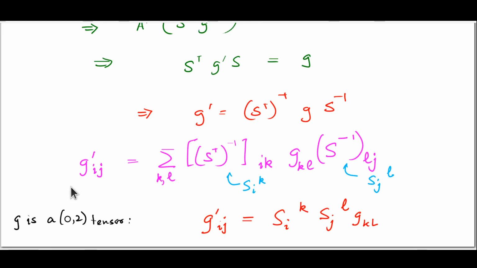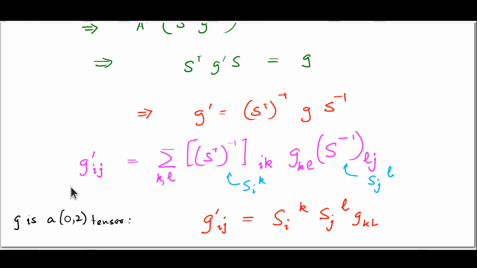Why 0,2? Simply because it behaves like it has two covector indices, or lower indices. You could have second rank tensors which have two upper indices, where the transformation coefficients would be S upper i lower k and S upper j lower l. You could also have a mixed tensor, like a 1,1 tensor with one upper index and another lower index. What is important is not really where you place the index, but exactly how the components transform.